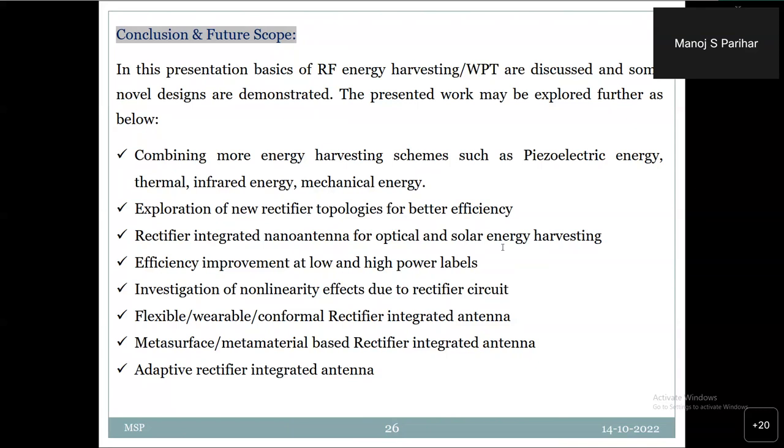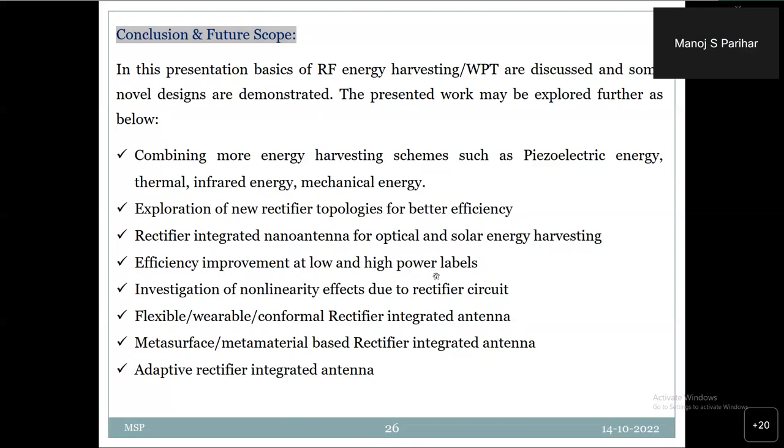So instead of using a conventional solar cell, we can use a nano antenna or optical antenna to enhance the power conversion efficiency, which is low in the case of solar energy harvesting. Then efficiency improvement at low and higher power levels, as I mentioned, can be done using low threshold diodes or higher breakdown diodes, right? Then since we are using diodes, we can also see the effect of nonlinearity in the rectifier circuit, which also affects your efficiency, right?